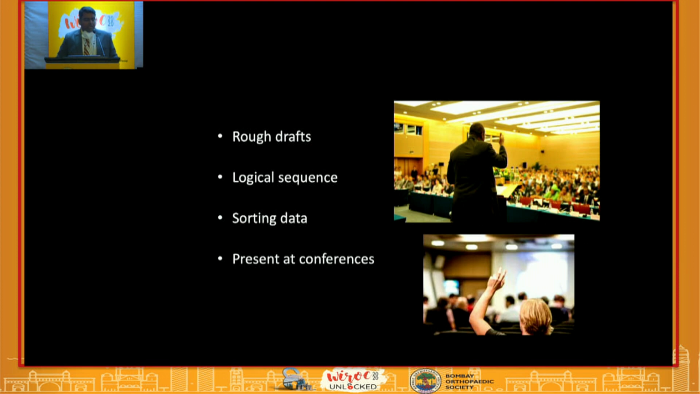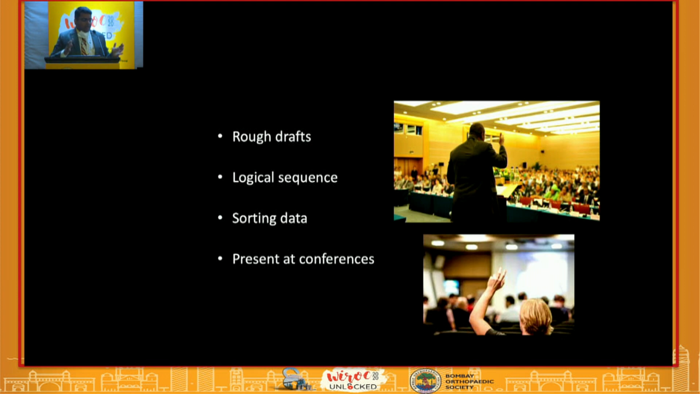Next, the most important part is whenever you have a draft prepared, so try and get your draft ready. So write your plan on paper. The details come out only when you have your pen to paper, when you write them on paper. Then you would have a logical sequence of thinking. You can sort your data well.